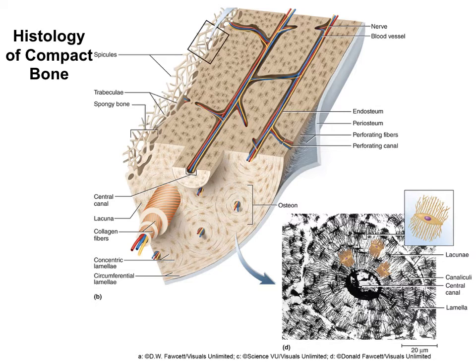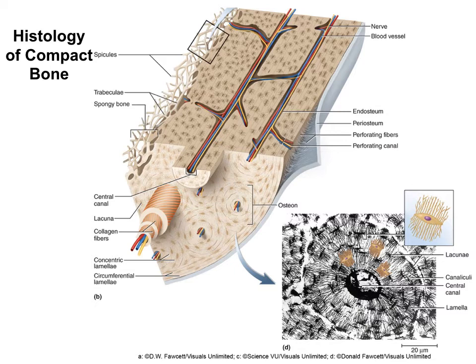All right, your next histological structure I want to mention are things called interstitial lamellae. Interstitial lamellae basically fill in the spaces in between your osteons. Now, it is believed that these interstitial lamellae in compact bone are remnants of older osteons that got remodeled when new stresses were applied to the bone and new osteons were formed.